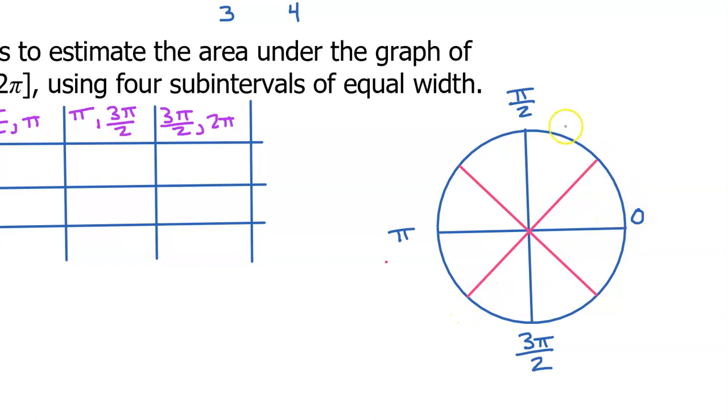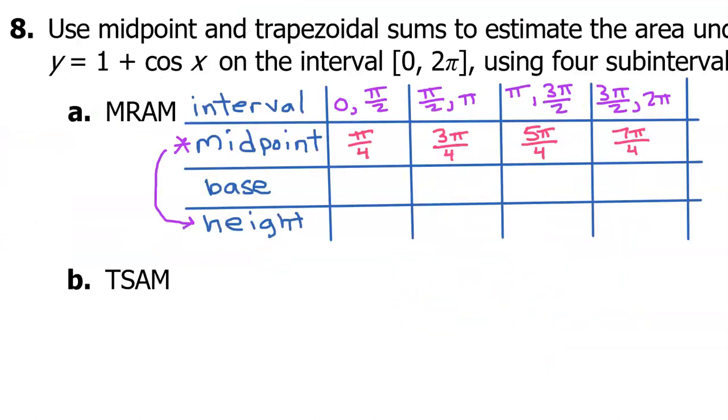Let's look at a diagram to help us out. So halfway between 0 and pi over 2, of course, this will be pi over 4. Halfway between pi over 2 and pi, well, this is 1 pi over 4, 2 pi over 4, 3 pi over 4, 4 pi over 4, 5 pi over 4, 6 pi over 4, 7 pi over 4. So all of these red positions represent the midpoints.